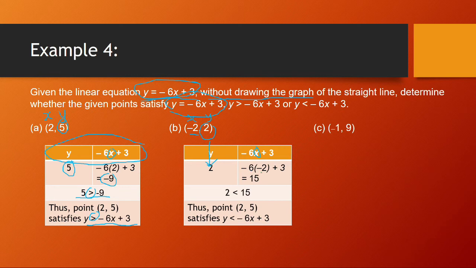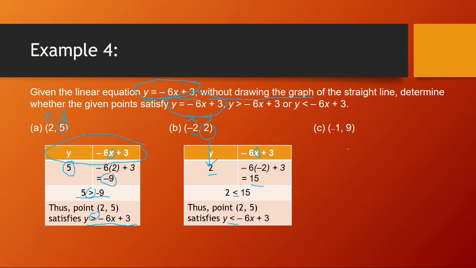So -6 times -2 is a positive 12. Positive 12 plus 3 is 15. Then you compare 2 and 15. 2 is less than 15. Therefore, it satisfies the inequality y is less than -6x plus 3. Okay, we look at the last one here.